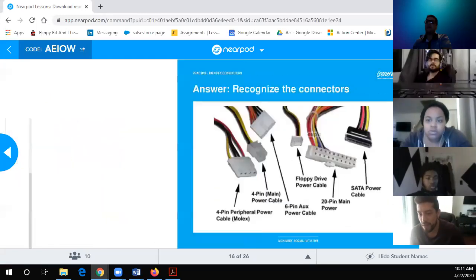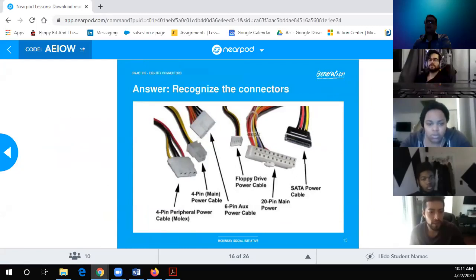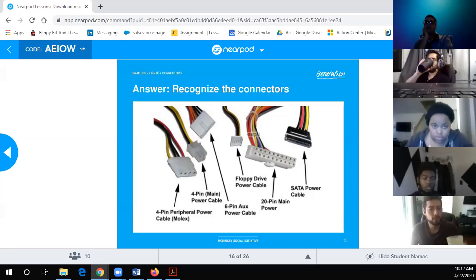Go on to the next slide. I'm going here now to number 16. I think this picture looks a little bit better, although it's the same picture, but I can see it better. We have our Molex connector. We have our main power 4 for the PCIe, as we said before. That's the 4 main. Then we have the 6-pin one for the auxiliary power.